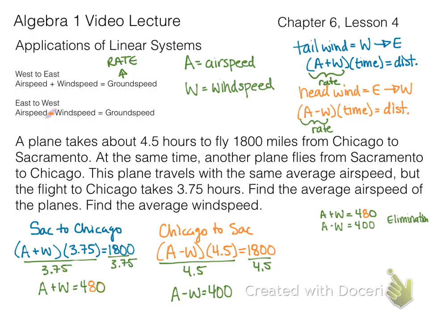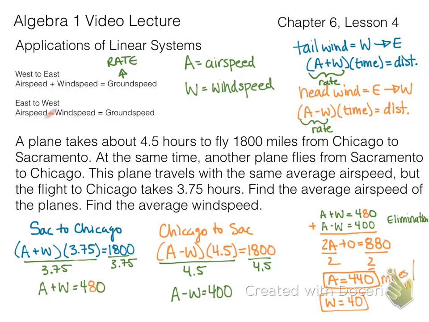We're going to do elimination. The W's are going to cancel out, leaving me 2A plus 0 equals 880, because 480 plus 400 is 880. We're going to divide by 2, and we're going to get A equals 440. And if we plug 440 back into the equation, we're going to get W equals 40. So what does this mean? It means that A equals 440, which means the airspeed of both planes was 440 miles per hour.